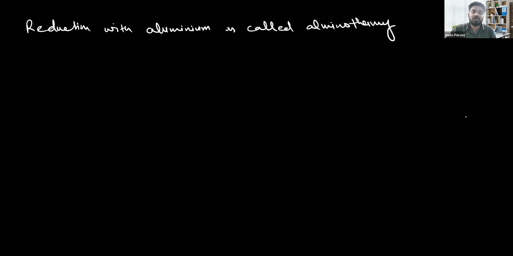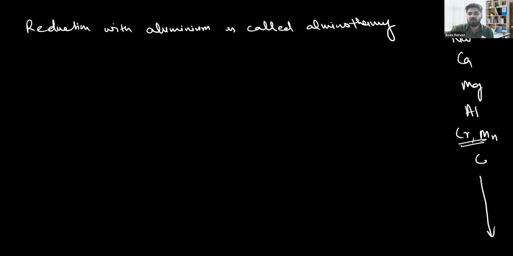Now I'm just going to write it again. Sodium, potassium, calcium, magnesium, then aluminium, then chromium and manganese. And then carbon. So the metals below are reduced with carbon, but you cannot reduce chromium oxide with the help of carbon, because chromium is more reactive than carbon. So chromium and manganese oxides cannot be reduced with the help of carbon. Understood, everybody? Yes, sir.